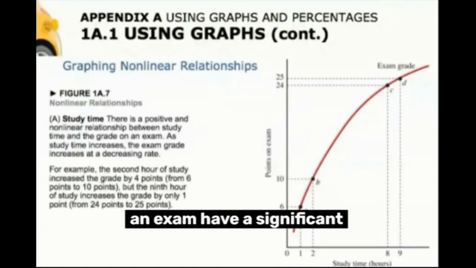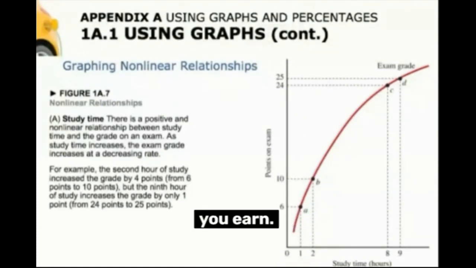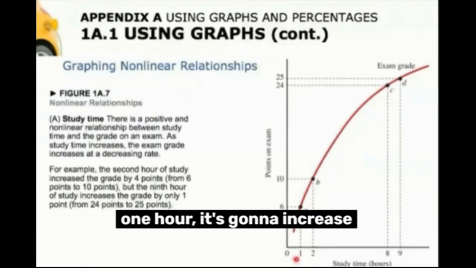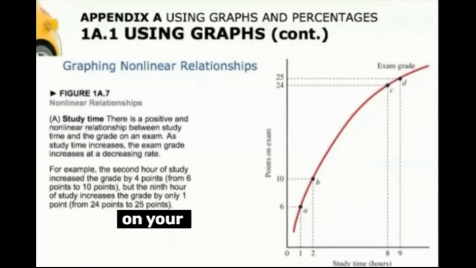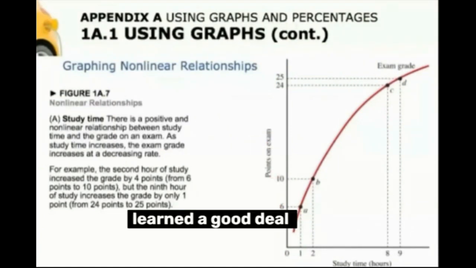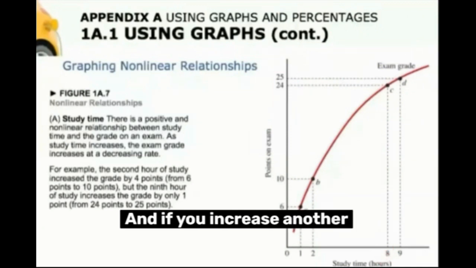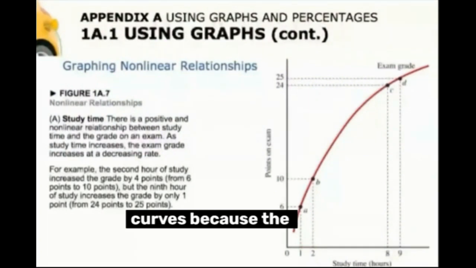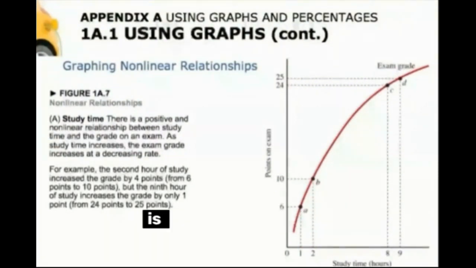Well, the first couple hours that you spend studying for an exam have a significant impact on the number of points you earn. So if you decide to study a second hour instead of 1 hour, it's going to increase your production, or the points on your exam, by 4 points. Well, once you've already studied for 8 hours, you've already learned a good deal of the subject, and if you increase another hour, then the impact on your points might not be as large as it was for the first couple of hours. This would be a nonlinear curve, because the effect of study time on points is not constant as you increase your study time.